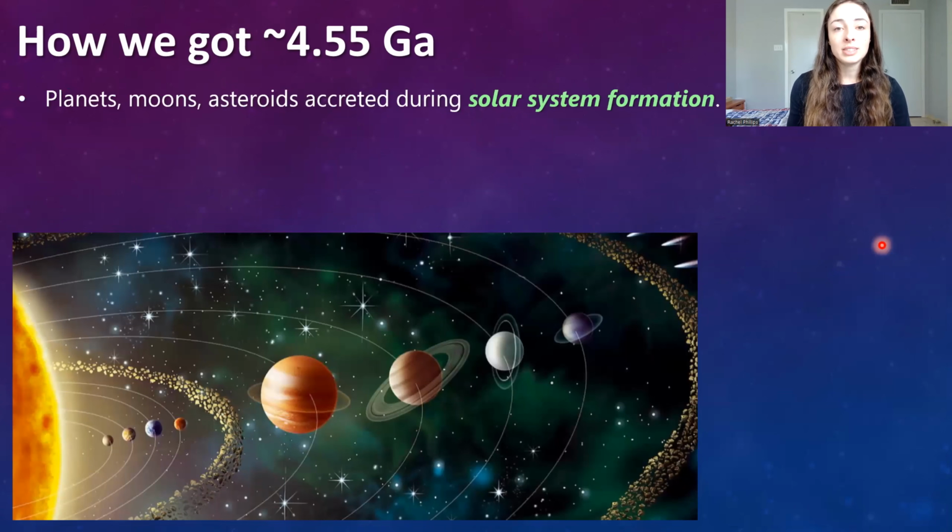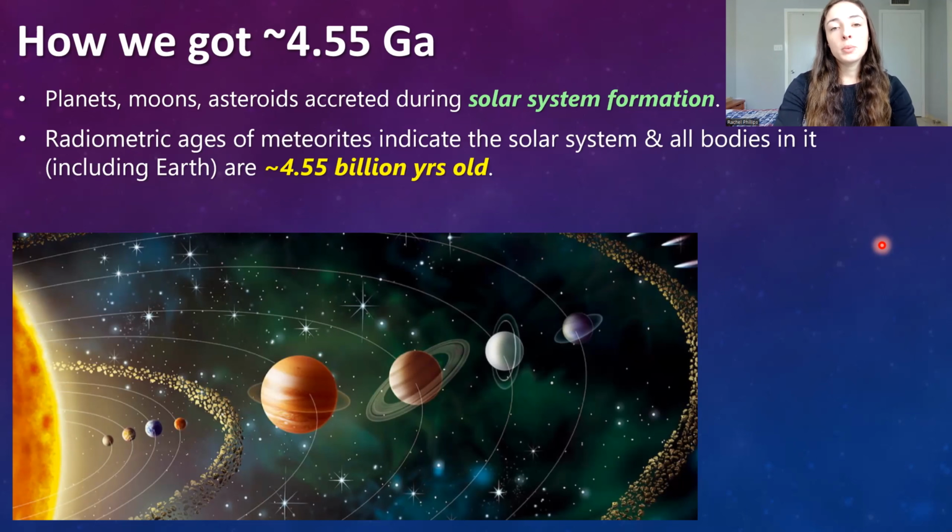So this brings us to how did we finally get that 4.55 billion year old age estimate? So this comes from our understanding of the solar system and how planets, moons, asteroids, comets, all the bodies in our solar system accreted during the solar system's formation. So therefore, we can use radiometric ages of meteorites to estimate the age of not only the solar system, but all that it contains, the planets, the moons, and everything. And so all of the meteorite ages give us 4.55 billion years in age. And so that is where we get that.